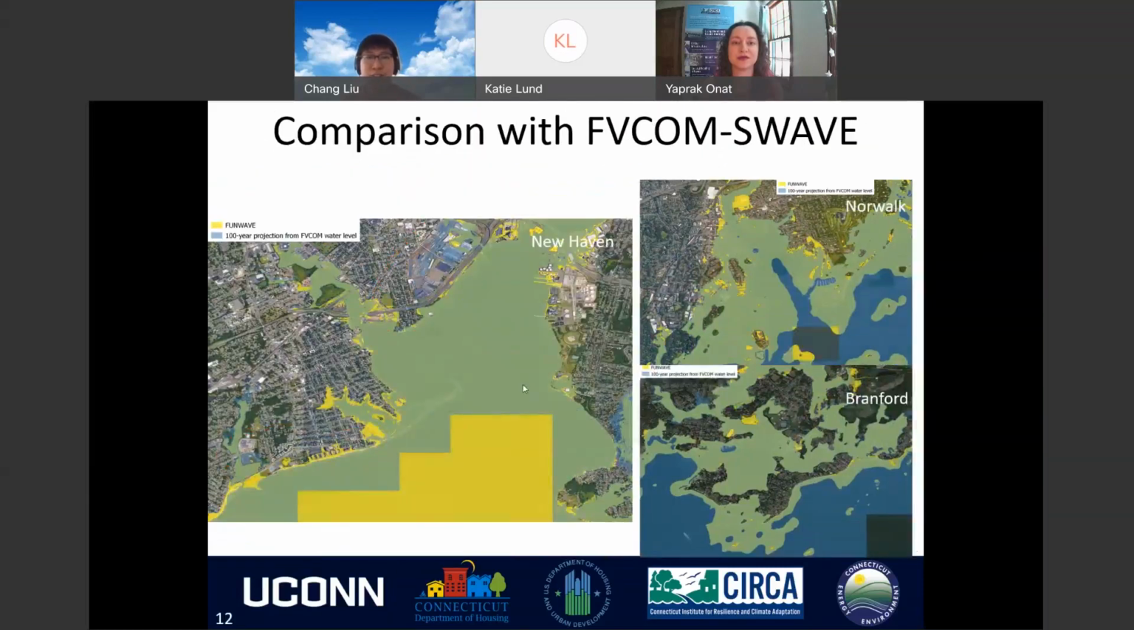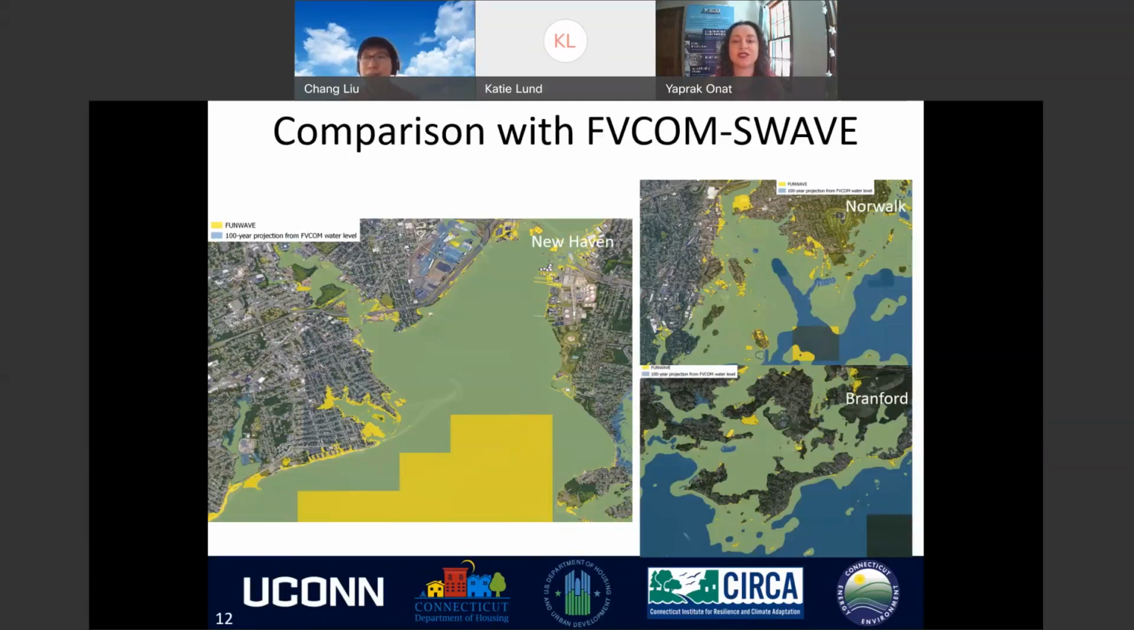So the previous CIRCA model is a FVCOM-SWAVE, which is at a larger scale, covering the whole Long Island Sound and focused on the whole Connecticut scale. By using the FUNWAVE model, we can further improve, bringing the results already produced using FVCOM to a finer, nearshore scale, to get more accurate predictions nearshore at a smaller scale.